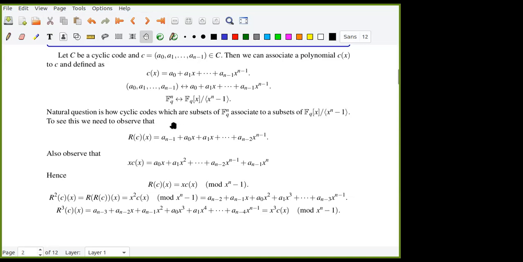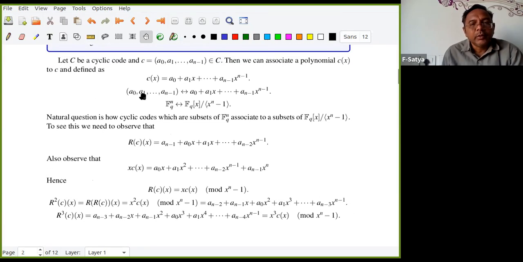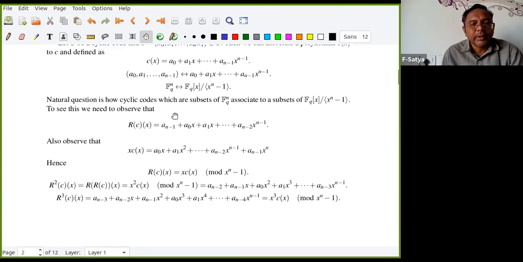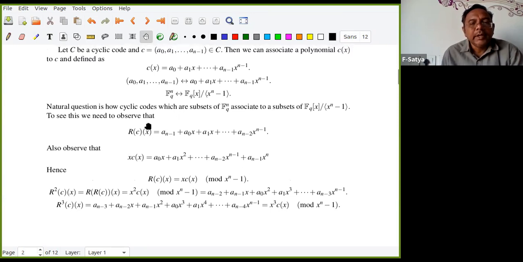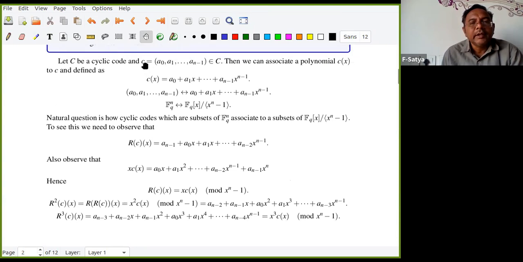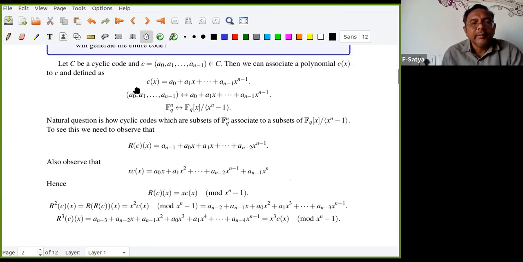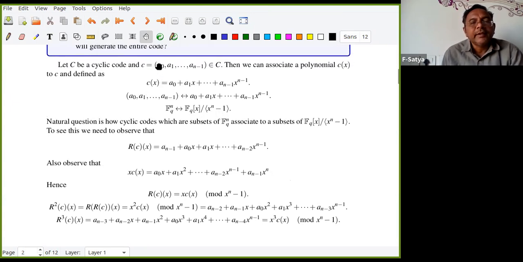I'll explain further. So a code word is converted to a polynomial of degree at most n minus 1. Let us see some examples. For example, what is the meaning of R C(x) now? What is C here? Try to understand. C is an element in F_q^n. C(x) is an element in F_q[x] quotiented by x^n minus 1. This is my C. If this is my C, what is RC?